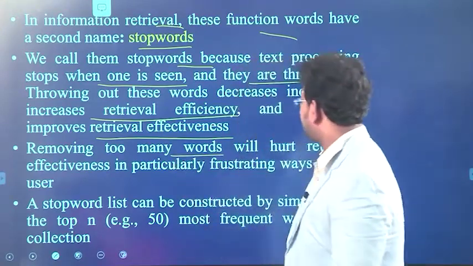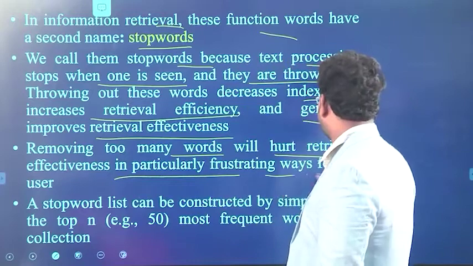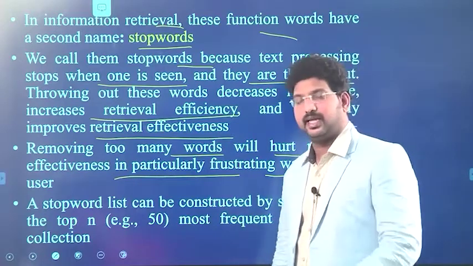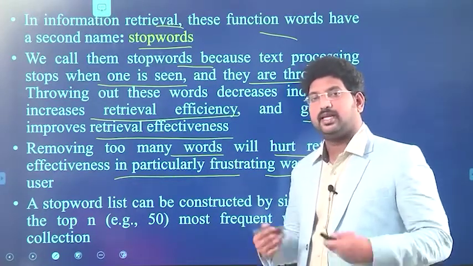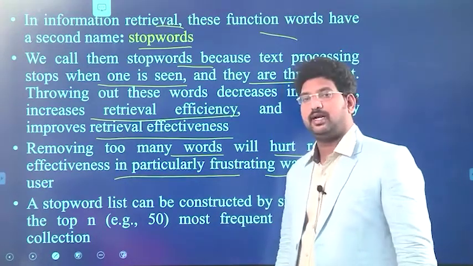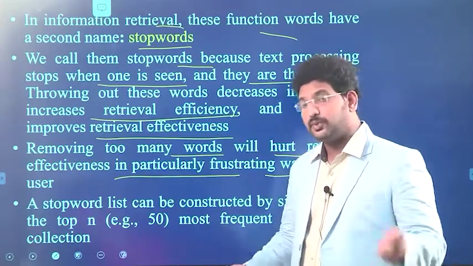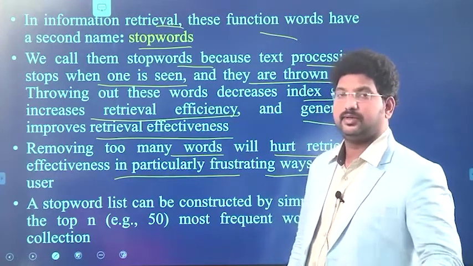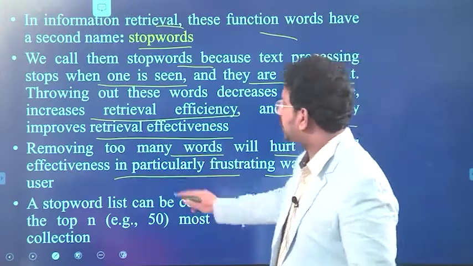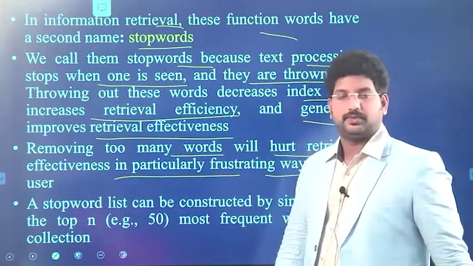Removing too many words will hurt retrieval effectiveness in particularly frustrating ways for the user. Sometimes when the user is trying to get information from Google, he is unable to find what he is searching for. He gets information, but it is not relevant, because if useful words are removed as part of tokenization, it may be very difficult to retrieve the information you want. That is why removing too many words hurts retrieval effectiveness, which is frustrating for the user.